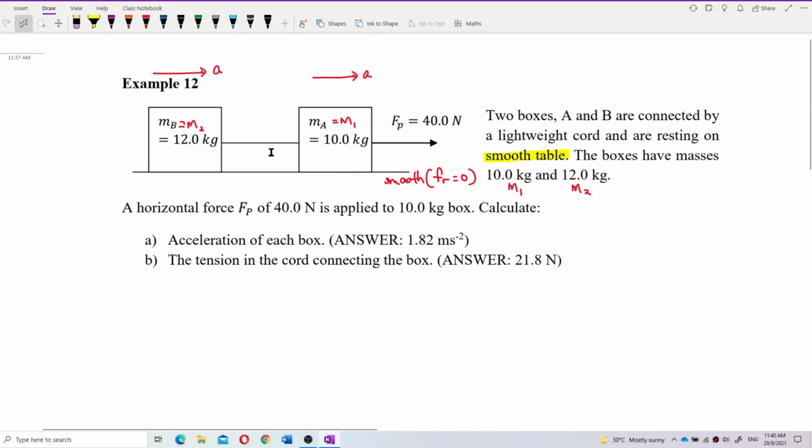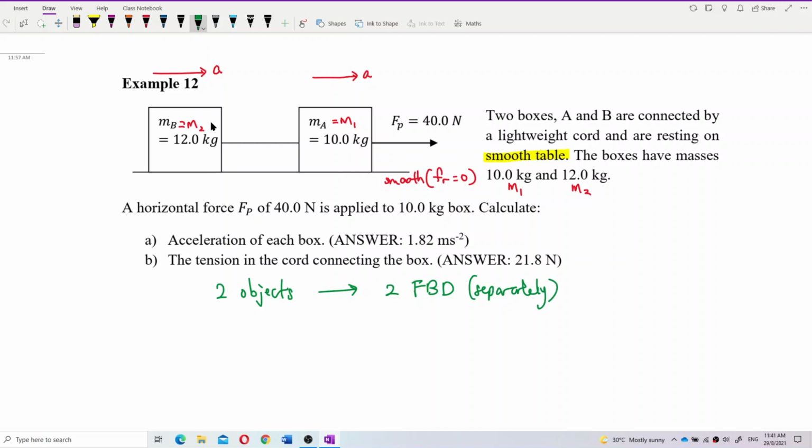So now, how many objects do we have over here? We have 2 objects, isn't it? If 2 objects, we must have 2 FBDs. We must draw 2 FBDs separately, 2 objects not including the string. So let us first identify what kind of forces exist for each box.